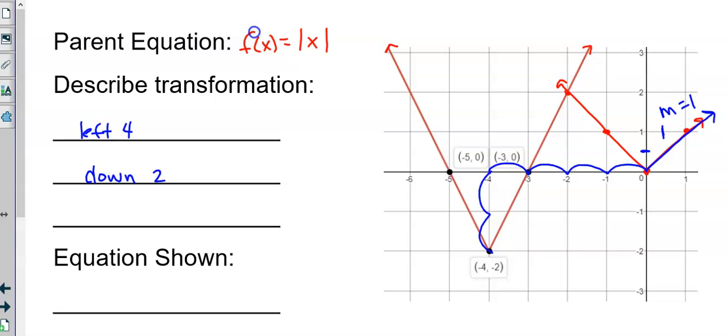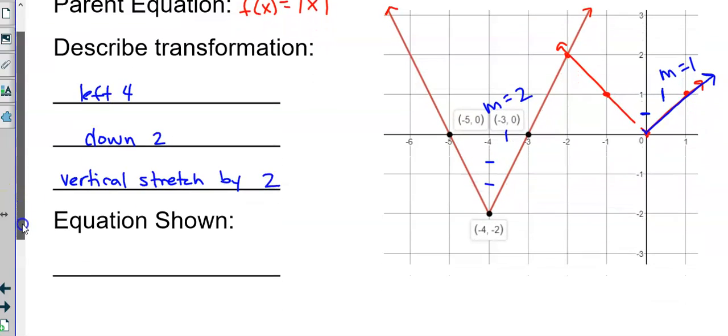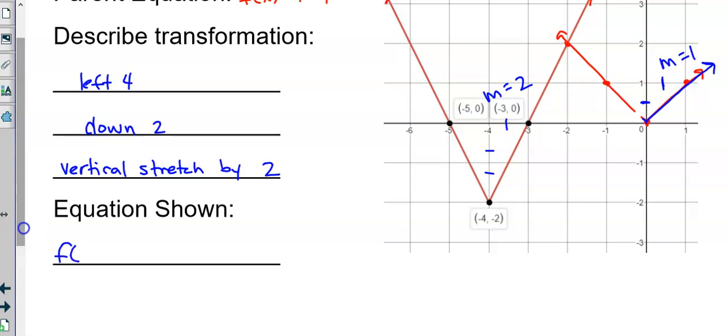Now the slope of your right side is up 2 over 1. So your slope is 2. That means you've been stretched vertically by a factor of 2. So vertical stretch by 2.